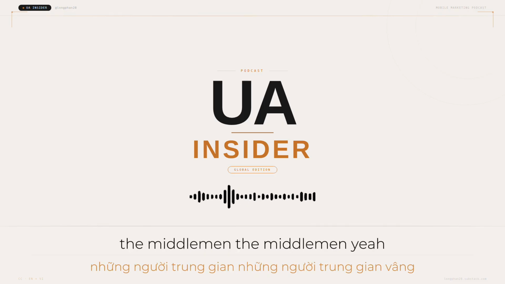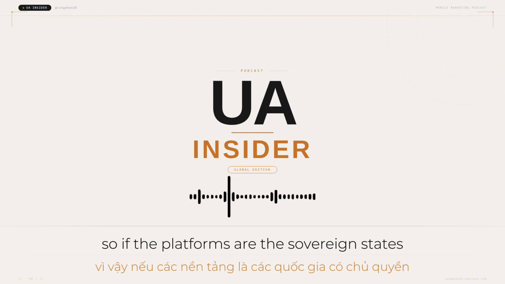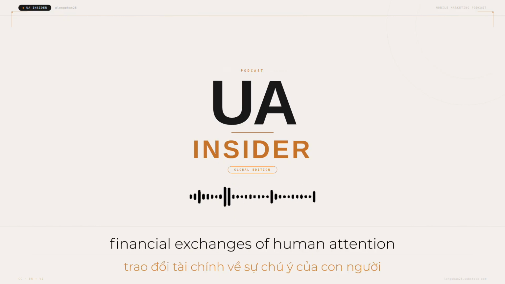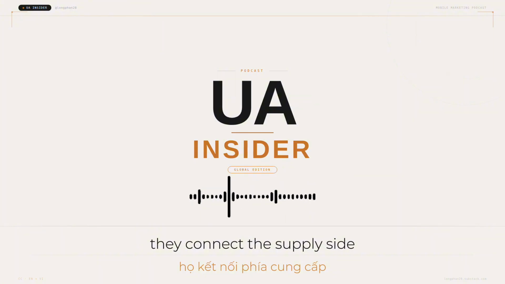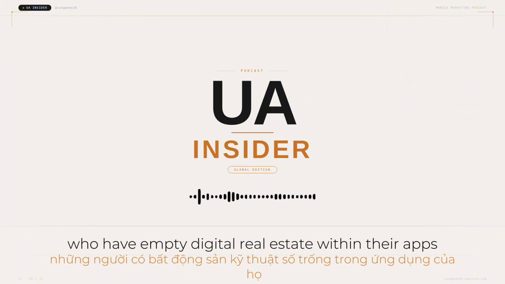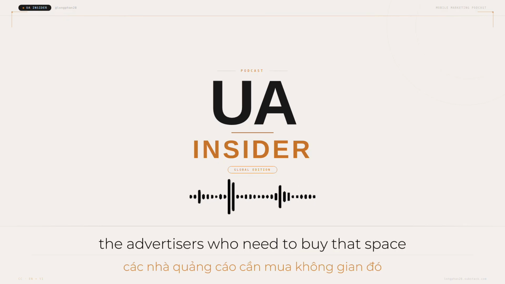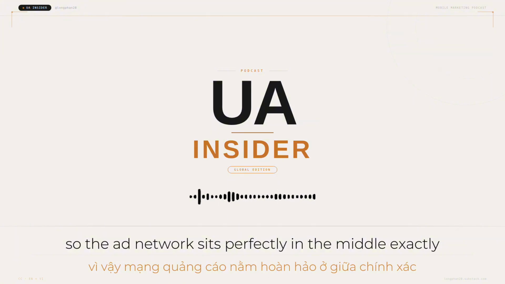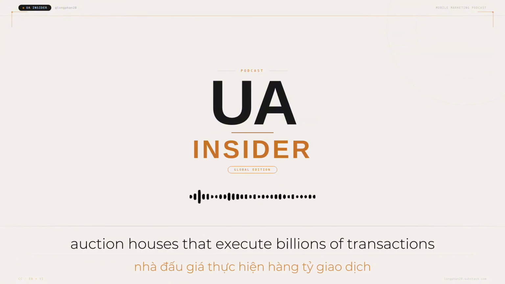middlemen. The middlemen. Yeah. First up, we've got the ad networks. Right. So if the platforms are the sovereign states, the ad networks are the high-speed financial exchanges of human attention. That's a great way to put it. They are the essential intermediaries. They connect the supply side, meaning publishers who have empty digital real estate within their apps, with the demand side, the advertisers who need to buy that space to acquire users. So the ad network sits perfectly in the middle. Exactly. Operating these vast, algorithmic auction houses that execute billions of transactions a second.